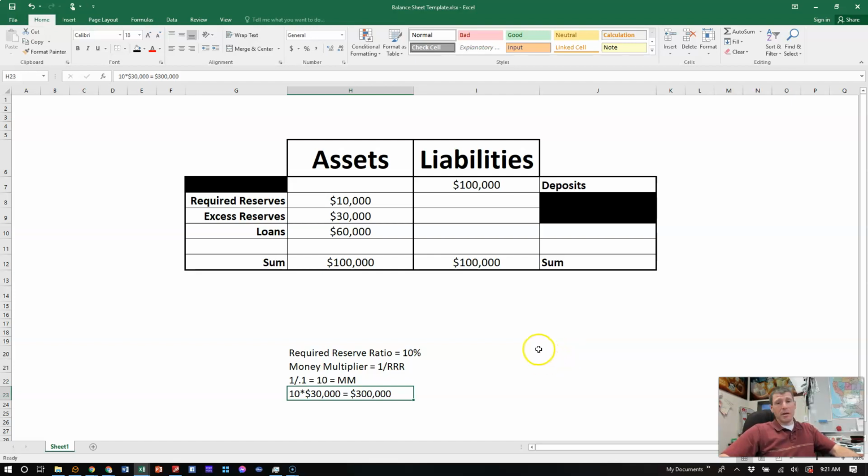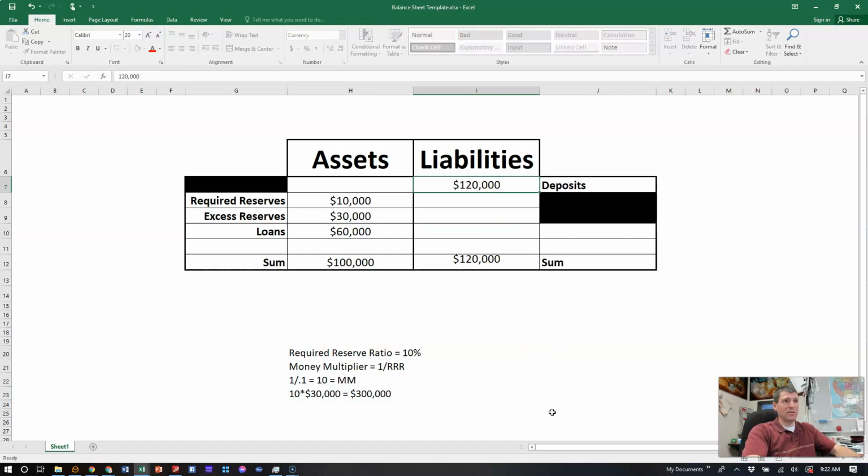All right. Well, if Cameron comes down and deposits $20,000 into the bank, over here on the deposit side, that would increase by $20,000. Now I've got $120,000 over here, right? We need to balance it over here. So we know that the required reserve ratio is 10%. What's 10% of 20,000? That's going to be 2,000. So the required reserves would increase by $2,000.